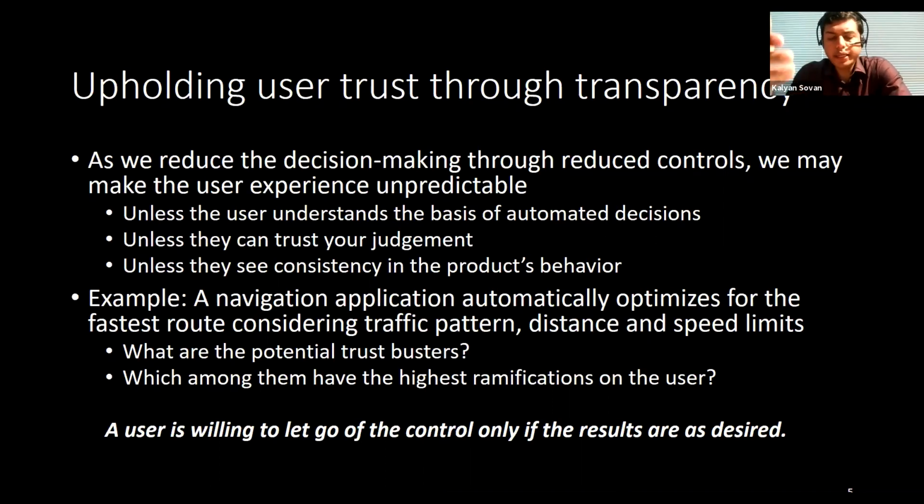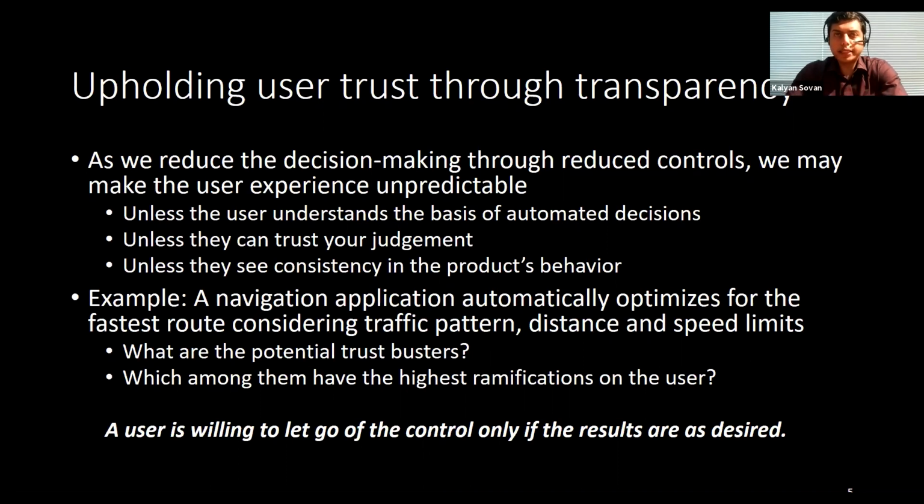Now, I'll give you an example to explain where I'm coming from. So think about a navigation application, right? Where if you put the origin and the destination, it automatically gives you the best route for you to move from point A to point B. Now, once you do that, the system at the back end looks at the traffic patterns, the distance, the speed limits, and looks at various other parameters to decide what is the best route.